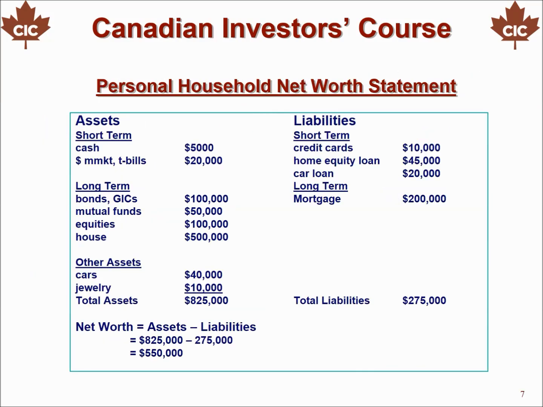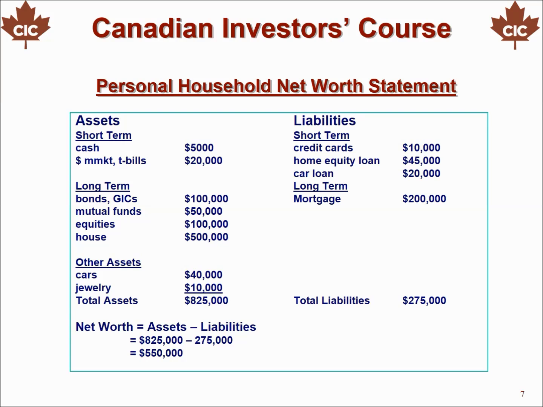Now, let's look at this thing again, your personal household net worth statement. So we're going back to your personal thing again. Your assets: short-term cash, you got $5,000. In money market and T-bills, you got $20,000. You got $100,000 in bonds and GICs. That's where some of that interest income came from. Then you got some mutual funds for $50,000, $100,000 of equities, $500,000 in your house.